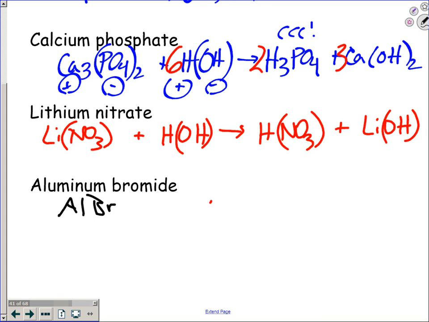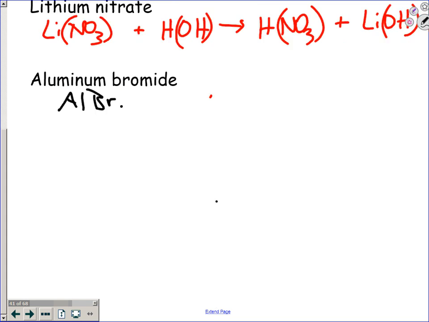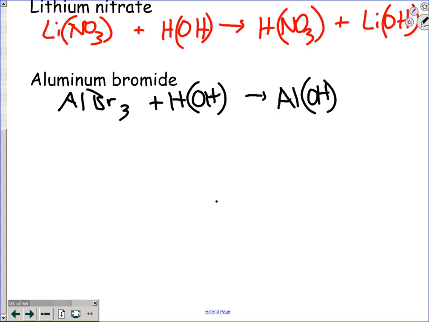AlBr3. Look at aluminum again. It's in group 3, so crisscross charges. Keep going. Plus HOH. Parentheses 3, yep. Plus HBr. Good. And then everybody balance. Three HOHs, good.